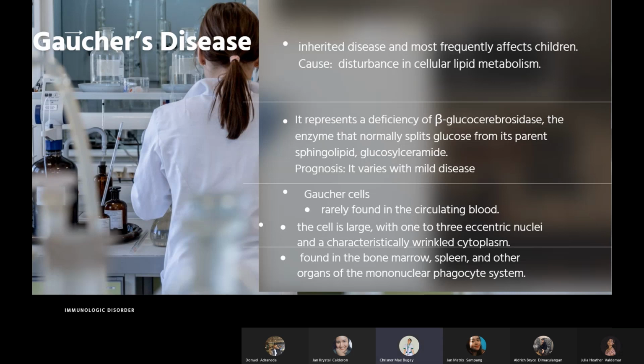The Gaucher cells is rarely found in the circulating blood. The cell is large with 1 to 3 eccentric nuclei and characteristically wrinkled cytoplasm. It is often found in the bone marrow, spleen, and other organs of the mononuclear phagocyte system. Next slide.